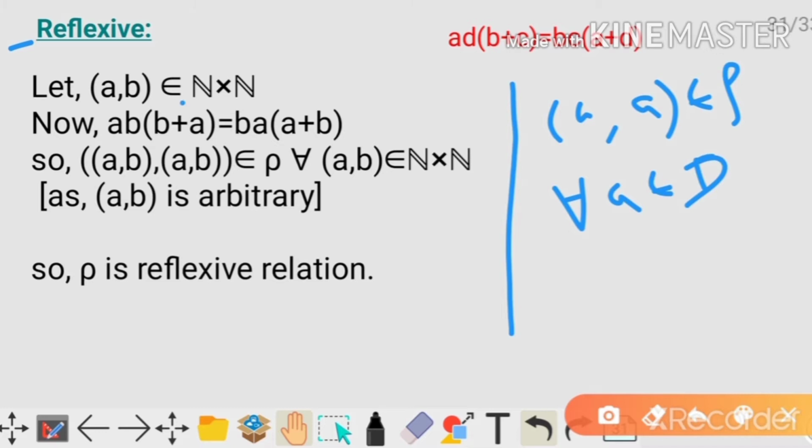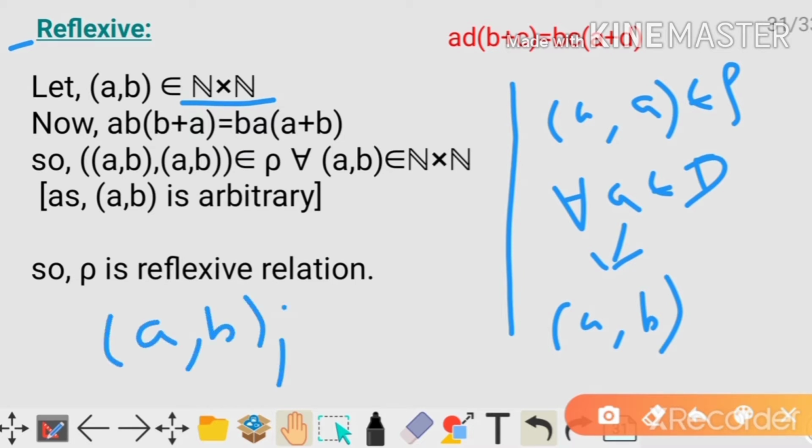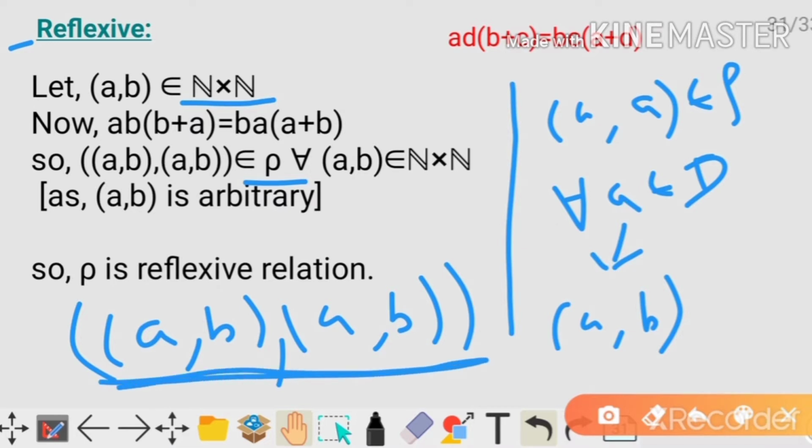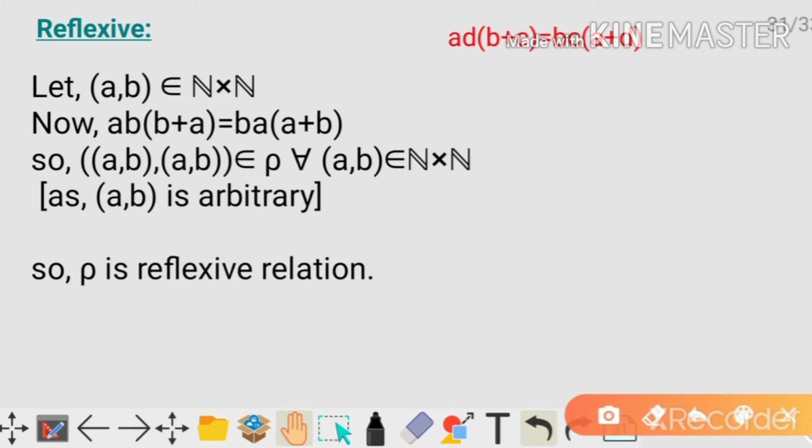Here the domain set is N cross N. As the domain set is N cross N, then a will be like a pair (a, b), and then the identical element will be like ((a, b), (a, b)). So if we want to prove rho as a reflexive relation, then we need to show that this type of identical element belongs to rho for every element (a, b) of N cross N. So now let's start the proof.